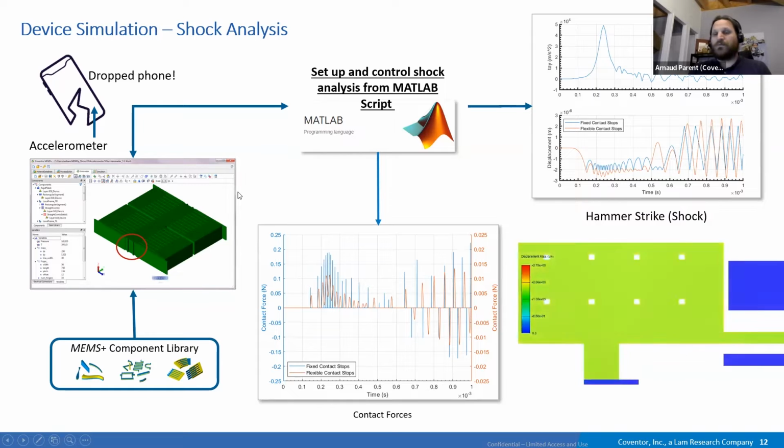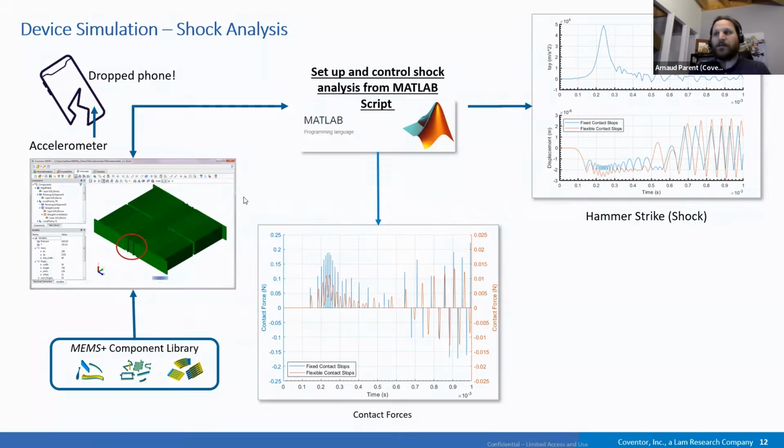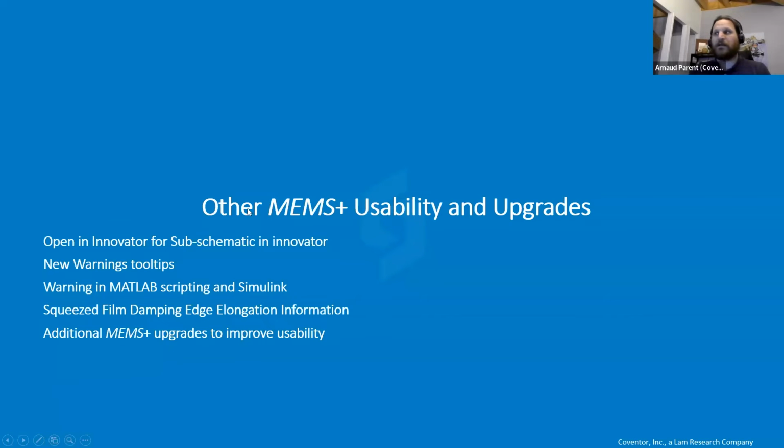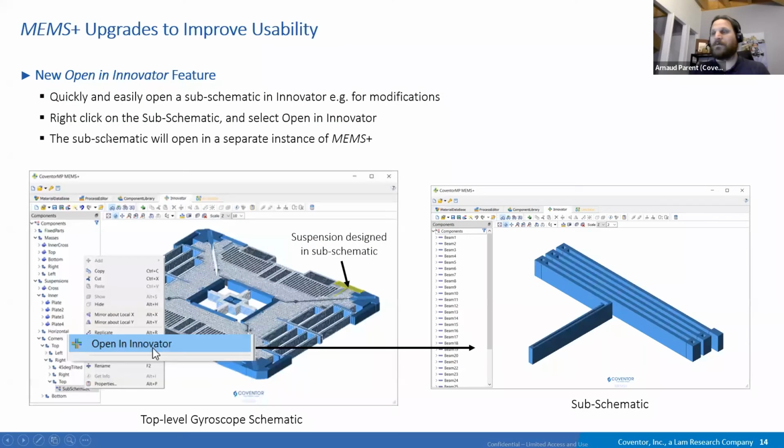So that was the two new models for MEMS+. Now we have more topics that are usability improvements and upgrades, many of them. I will not name them now because we will see them right now. So the first one is improved usability. It's a feature called Open in Innovator that applies to subschematics.